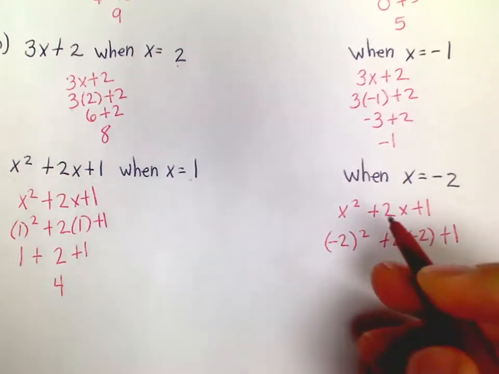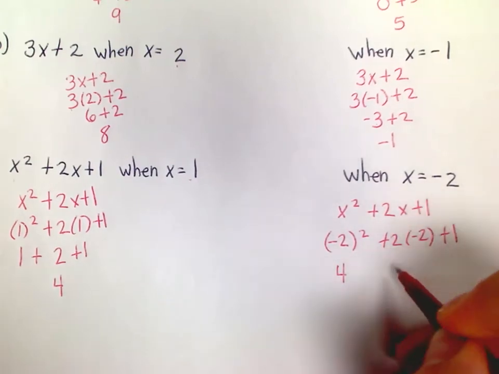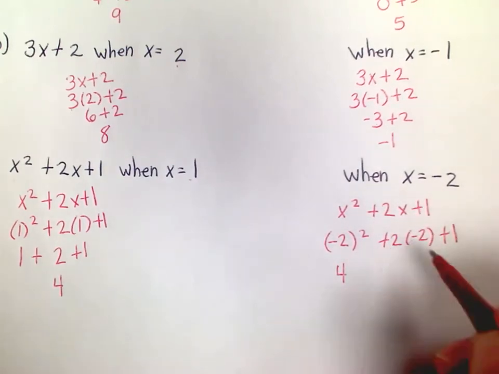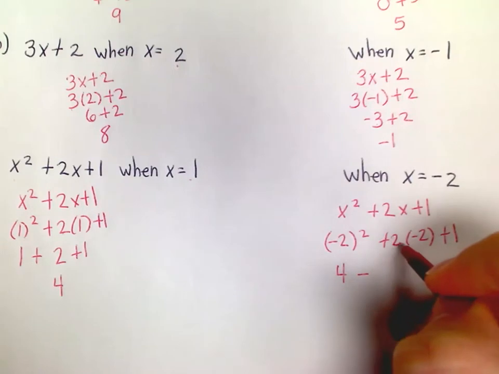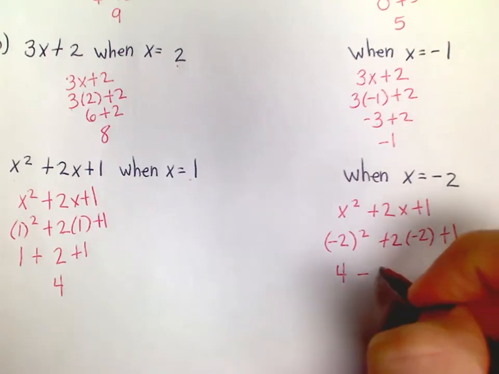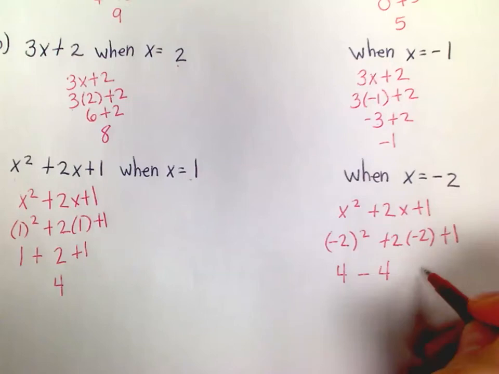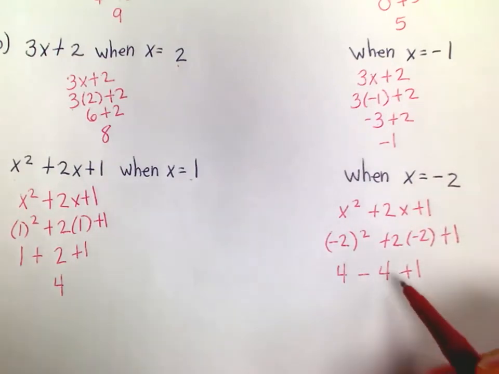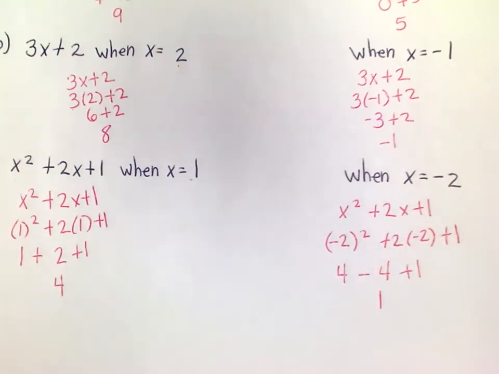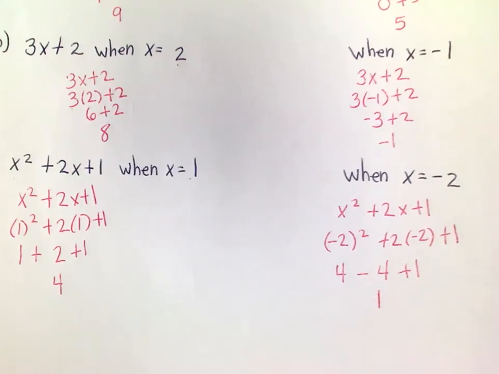Negative 2 squared is equal to 4. Okay, and positive times a negative is a negative. So we have 2 times 2 equal to negative 4. And plus 1. And when we evaluate that, we just get 1, because 4 minus 4 is 0, plus 1 is 1.